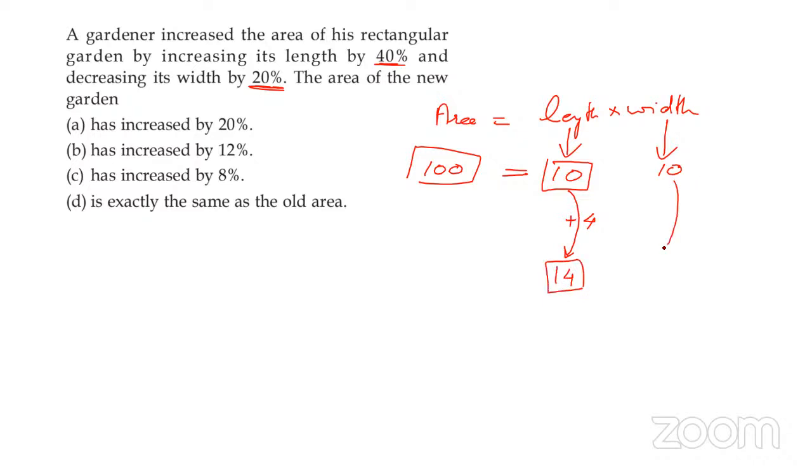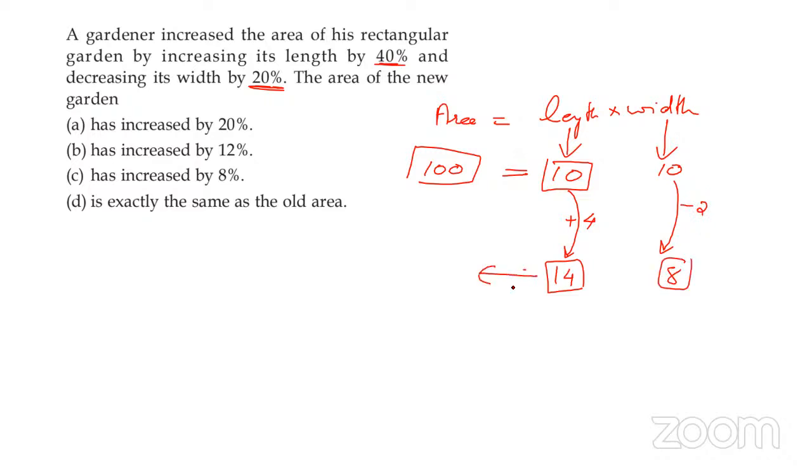And what would be the new width here? Width is decreased by 20%. That means what is 20% of 10? It's nothing but 2. You should be very comfortable with the calculation part. So 20% of 10 is nothing but 2. 2 into 1, that's it. So it's going to be 2, it's decreased. So you subtract it, you get 8.